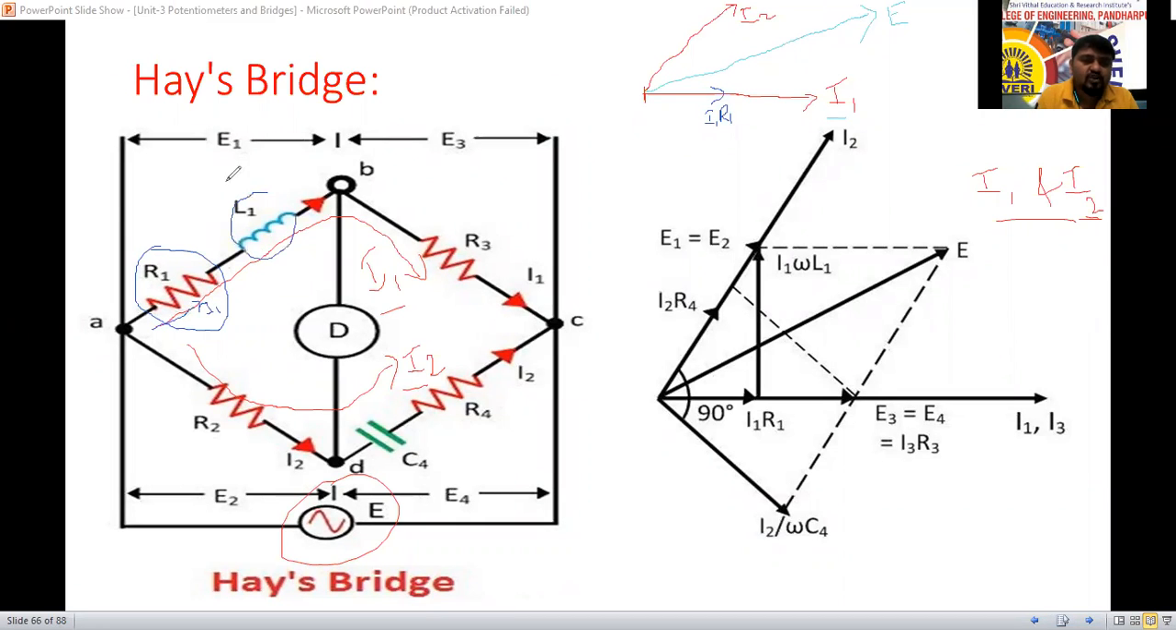Next, the same I1 current will flow through the inductance. Through the inductance, so I1 omega L1 we are going to call that one. That is the current flowing through the inductance. The voltage drop across this one should lead the current I1 by 90 degrees. What I will do, I will take it 90 degrees up here. This is what it is. I1 omega L1 we are going to call that one.